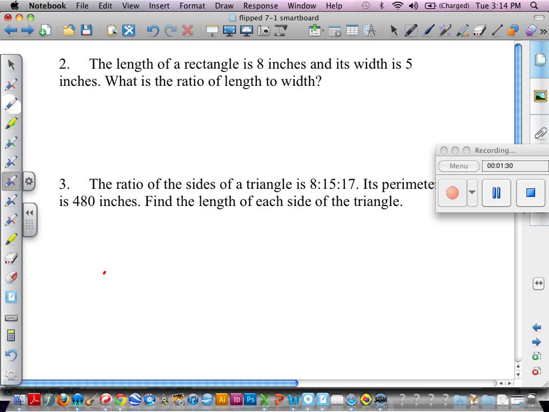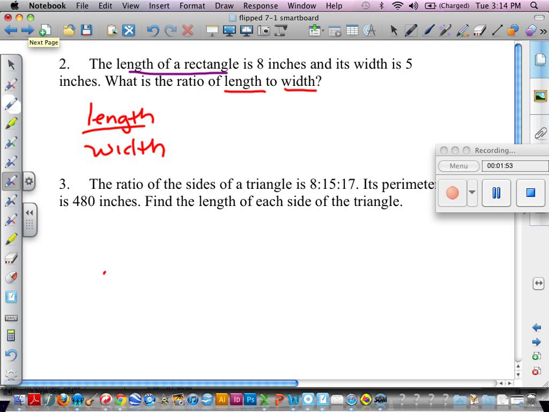Let's look at problem number 2. The length of a rectangle is 8 inches and its width is 5 inches. What is the ratio of the length to the width? So I need length on top and width on the bottom. Now go find your numbers. Don't just assume that the first number goes on top.